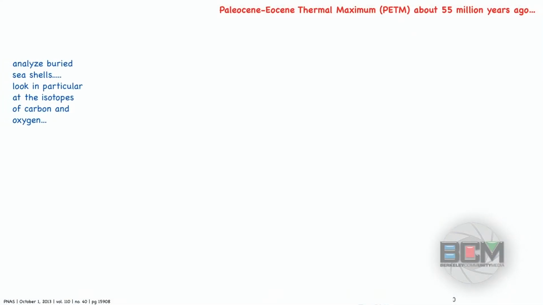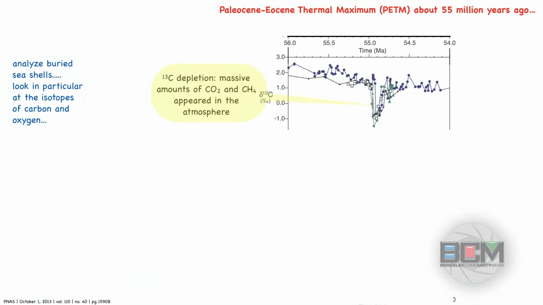So what we're going to do is analyze the seashells that are buried, and we do that the same way we do the ice cores. You dig a hole in the bottom of the ocean, you pull up the mud, and you go through it slice by slice by slice. And we're going to look at the isotopes of carbon and oxygen because they tell us about where the CO2 came from. And here we have, this is 55 million years ago, and here's this massive amount of CO2 or methane that appeared in the atmosphere. Where did that methane or CO2 come from?